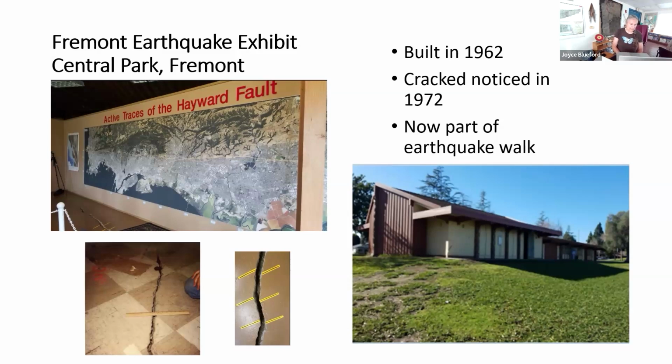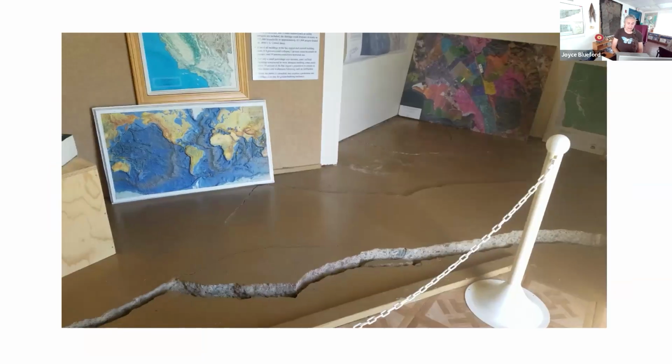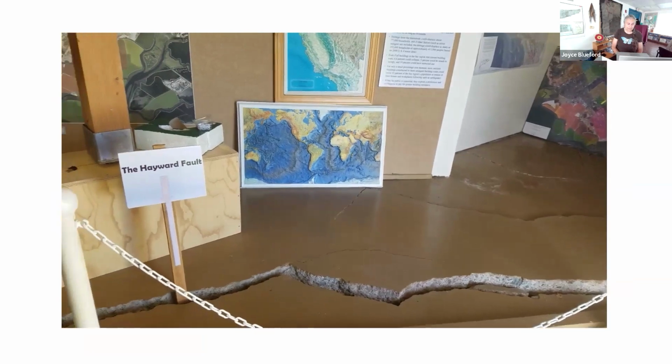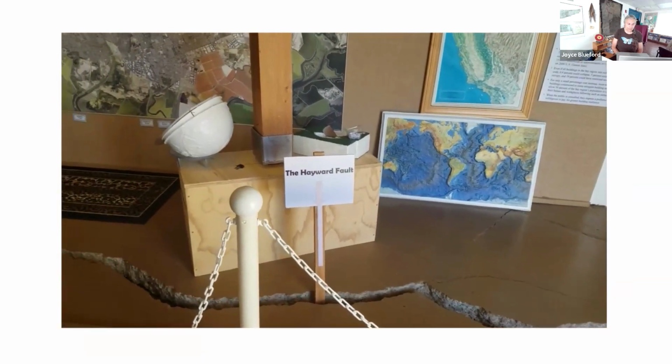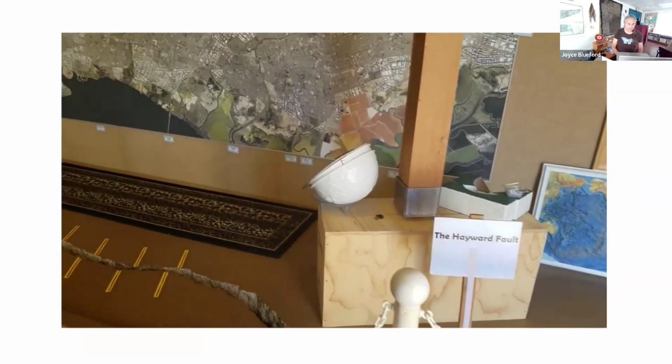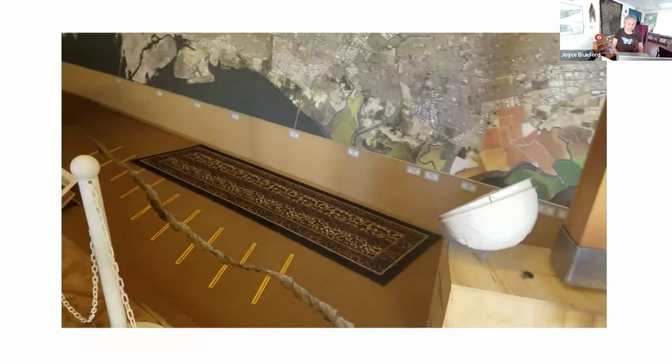So that picture on the left is the first break. A janitor walked in there and goes, "What in the world?" And so what we've done is we've put a big map so people can realize this is what happens when you build on the Hayward Fault. Not a good idea. Now let's take a look inside the earthquake exhibit in the community center in Fremont.